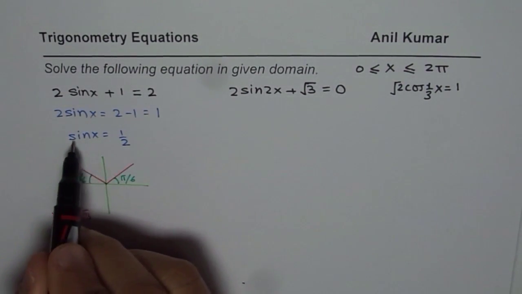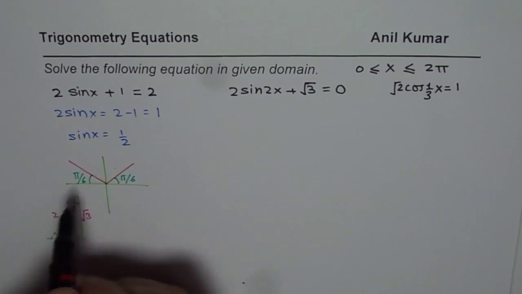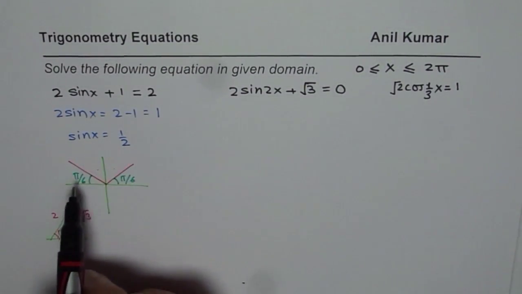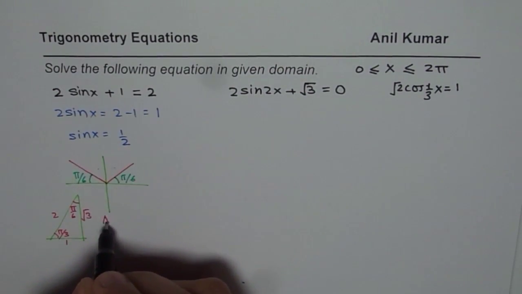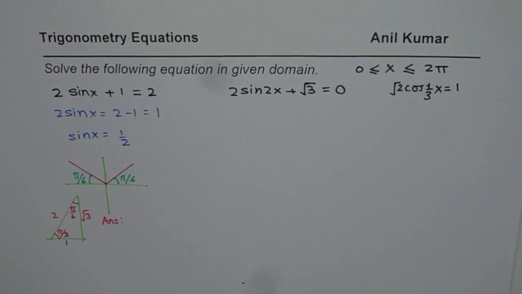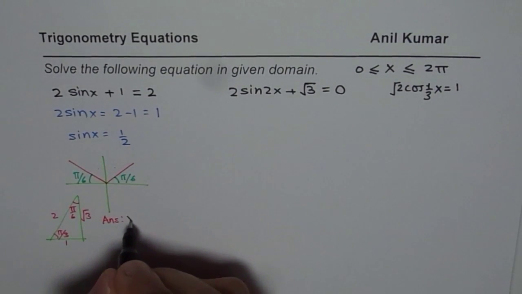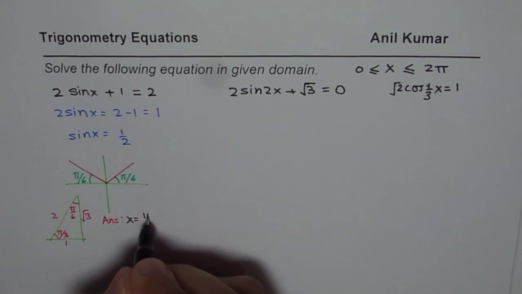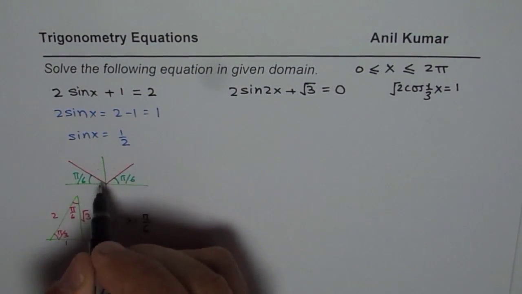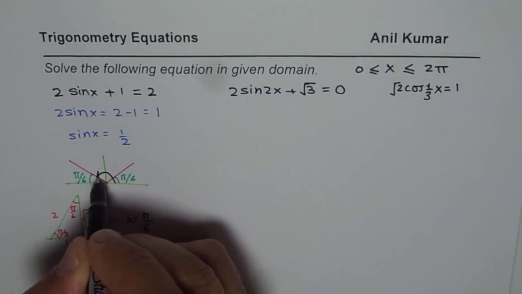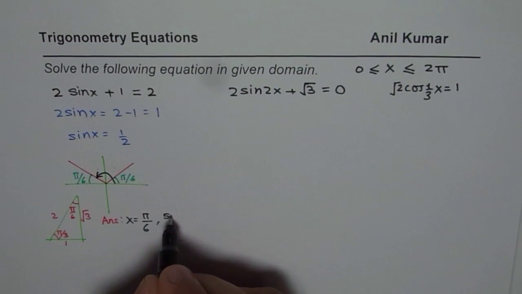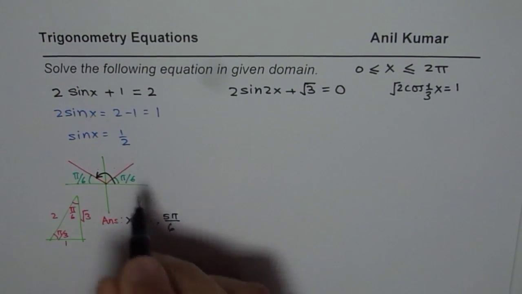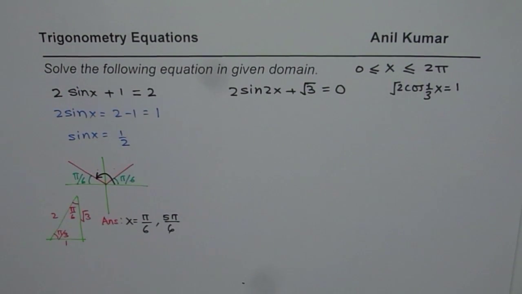So sine x is positive in these two quadrants. So within 0 to 2 pi, we have two solutions, and we can write down our solutions as x equals pi by 6. That is one answer. And the second value will be the principal angle, which is 5 pi by 6. So we get two solutions from the first equation.